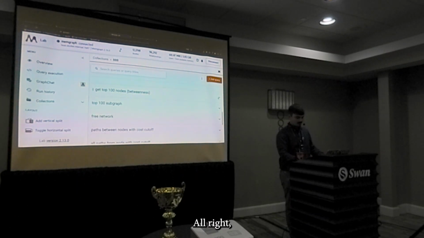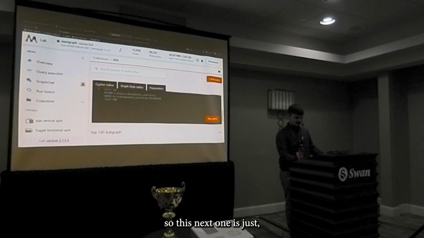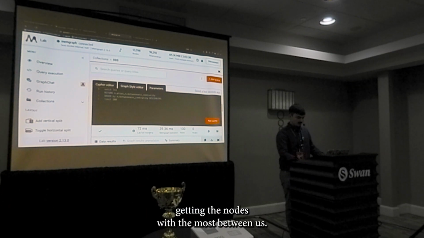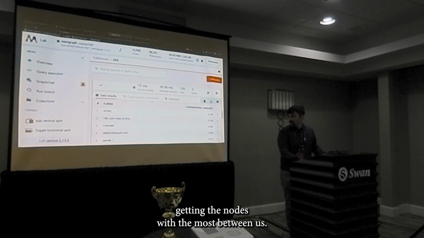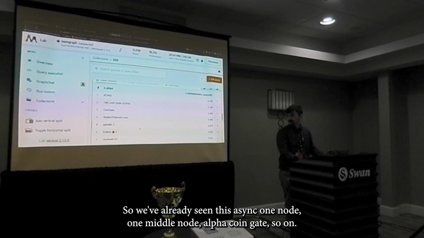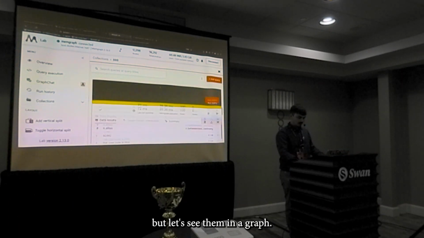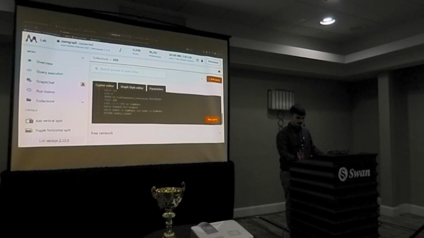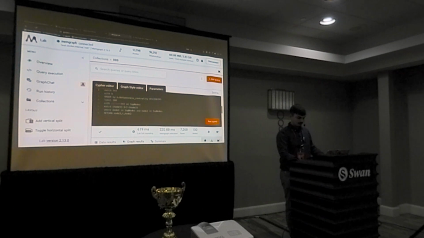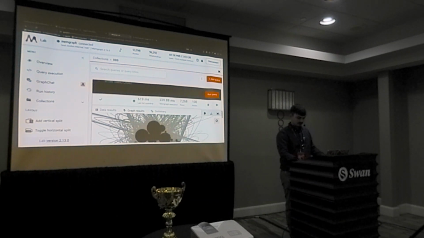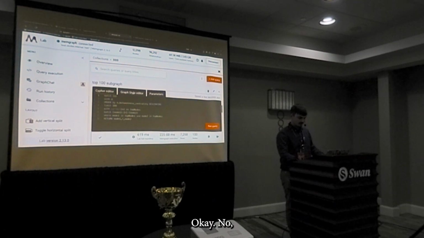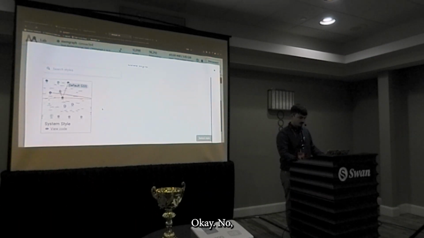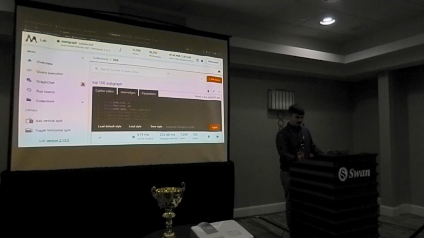All right. So this next one is just getting the nodes with the most betweenness. So we've already seen this, async, 1ML node alpha, CoinGate, and so on. But let's see them in a graph. Okay. No. Hold on.